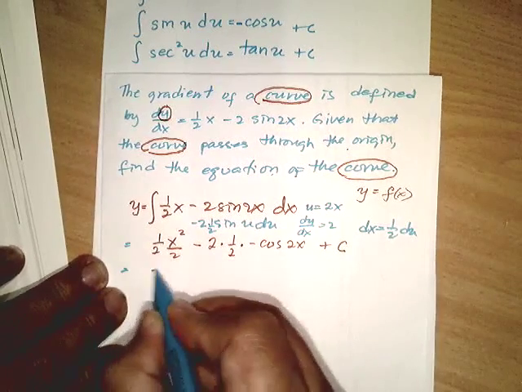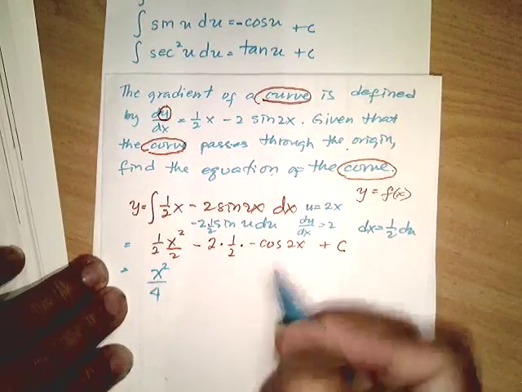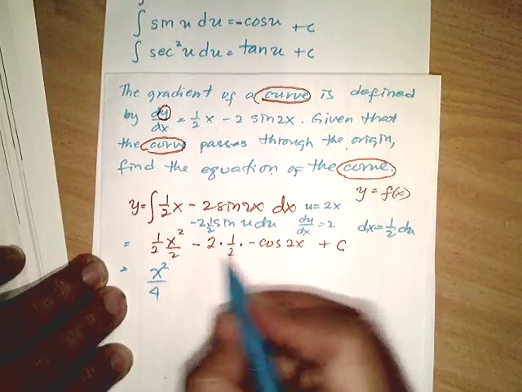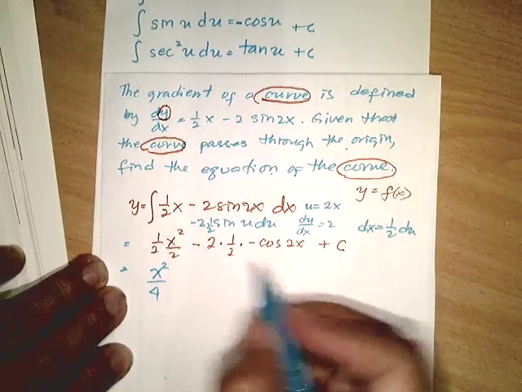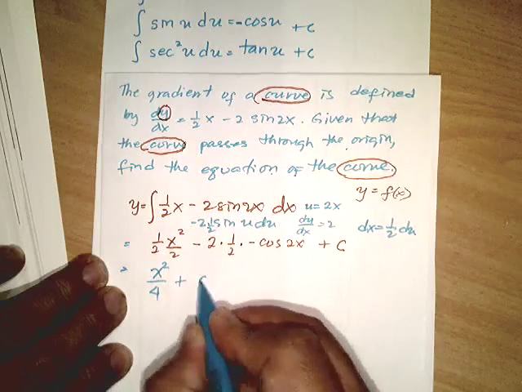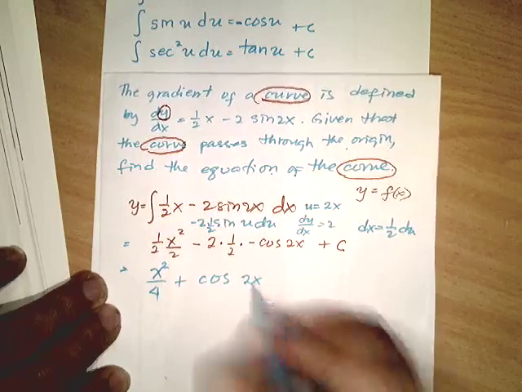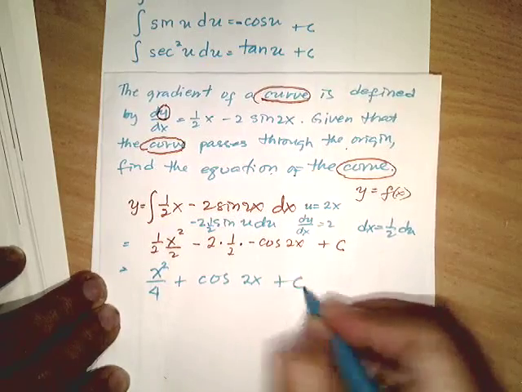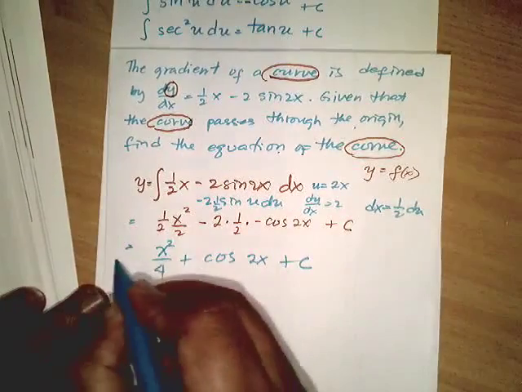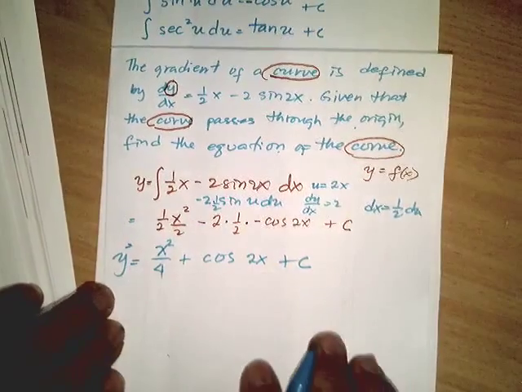So this one now is x squared over 4. This 2 times 1 over 2 is 1. Negative times negative is positive, so that is plus cosine of 2x, plus your c. So this is your y.